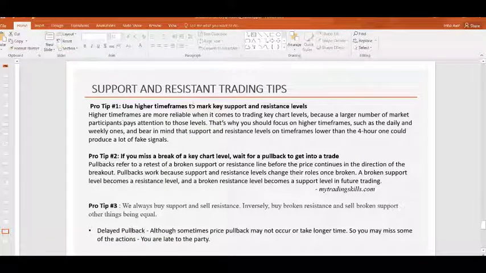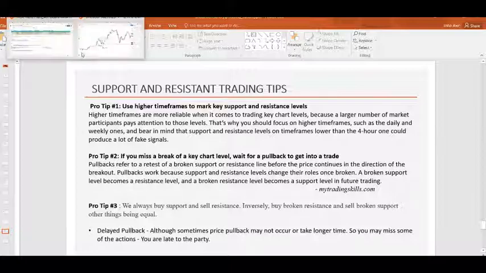Number 1, use higher time frame to mark your key support and resistance levels. Higher time frames are more reliable when it comes to trading key chart levels because a large number of market participants pay attention to those levels. That's why you should focus on higher time frame. Remember from our last lesson, I also mentioned something about higher time frame. So higher time frames such as daily and weekly time frame.